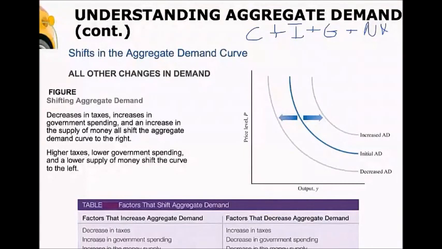So, for example, if we decrease taxes, people will have more disposable income and thus spend more on consumption. Aggregate demand curve shifts to the right. An increase in taxes will have the opposite effect and shift it back to the left. If you increase government spending, well, that increases G. Aggregate demand curve shifts to the right. A decrease in government spending is going to shift it to the left. And as we'll see later on, an increase in the money supply is going to increase aggregate demand. We'll see that later when we talk about monetary policy and money markets. Conversely, a decrease in the money supply shifts the aggregate demand curve to the left.